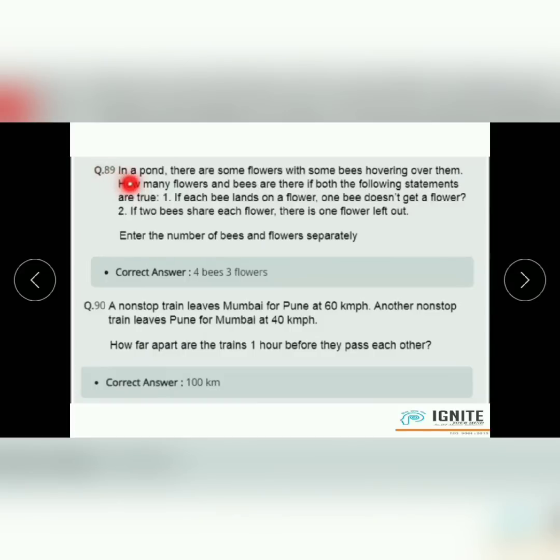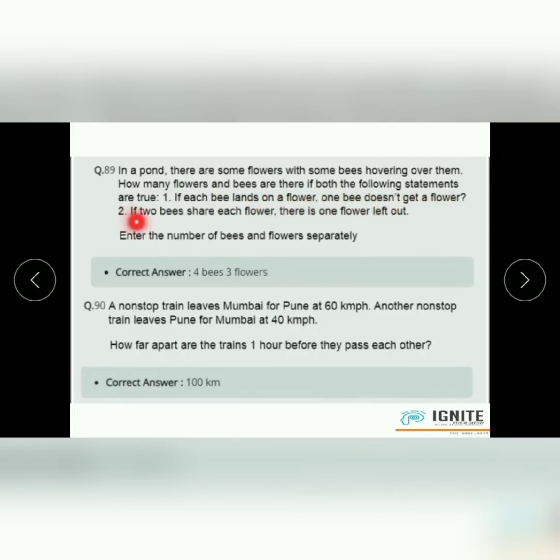Next, question number 89. In a pond, there are some flowers with some bees hovering over them. How many flowers and bees are there if both of the following statements are true? Statement 1 is, if each bee lands on a flower, one bee doesn't get a flower.